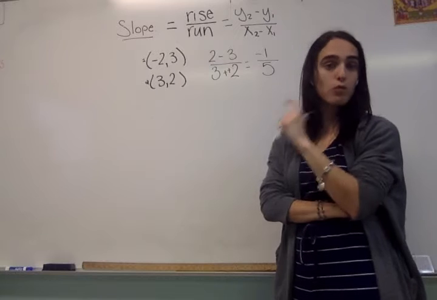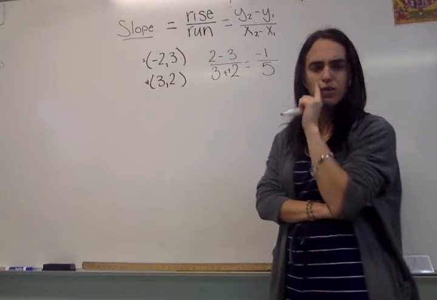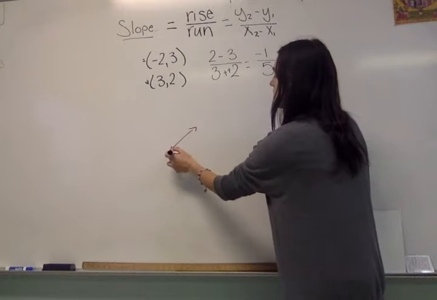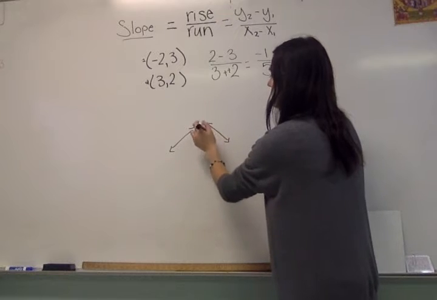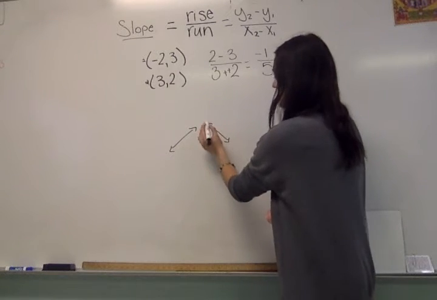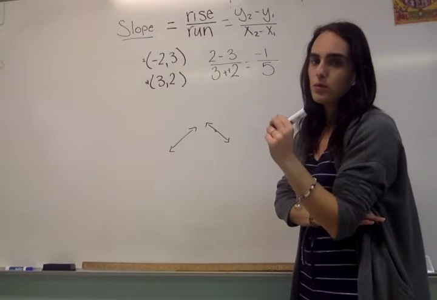So, what is the graph of this equation of this slope? What would it look like? Would it go from left to right or right to left? It would go from right to left, correct? Because I'd go down 1 and over 5 between every point.